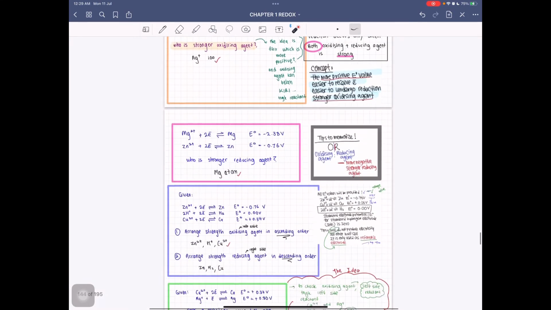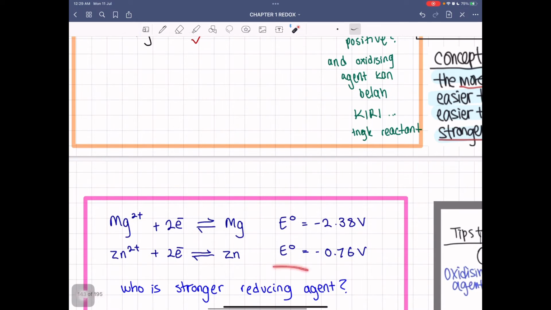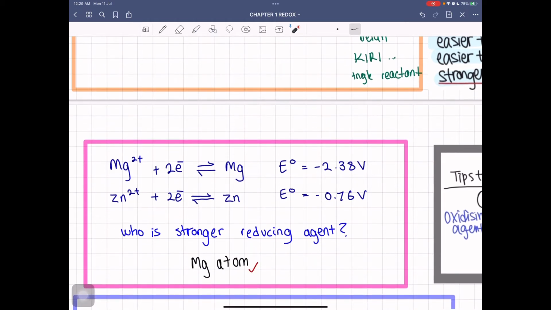Okay, moving on. If they ask which is the stronger reducing agent, we look back. Reducing agent is on the right side, so it's either magnesium or zinc. But a reducing agent is more negative, so we compare the two and find that this one has a higher negative value, so it will be the magnesium atom. And if possible, please do specify whether it's an atom or an ion.